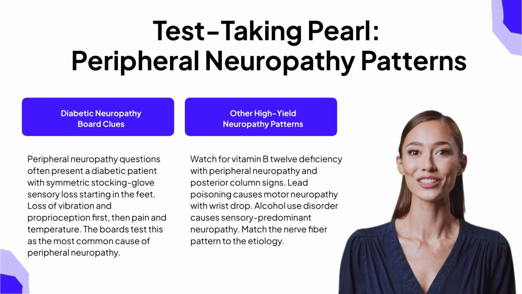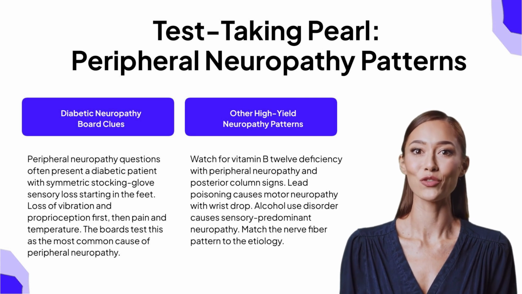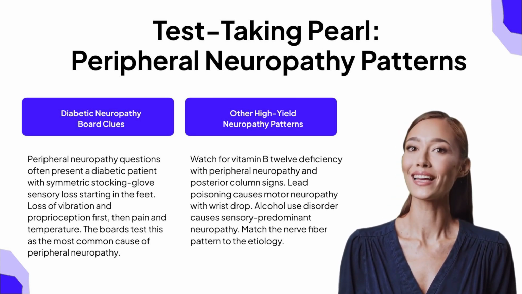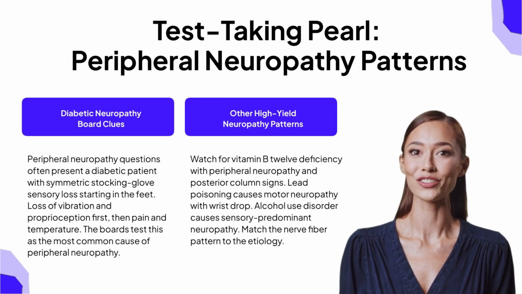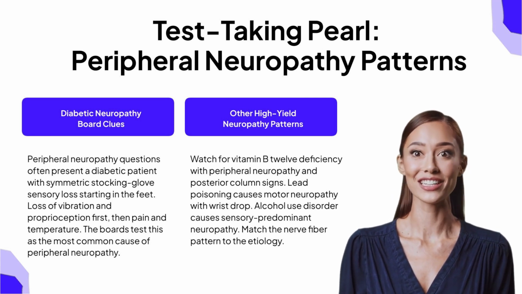Lead poisoning causes a motor-predominant neuropathy with wrist drop. Alcohol use disorder causes sensory-predominant neuropathy. The key strategy here is to match the type of nerve fiber affected with the specific underlying cause. The boards love testing your ability to connect the clinical pattern to the etiology.